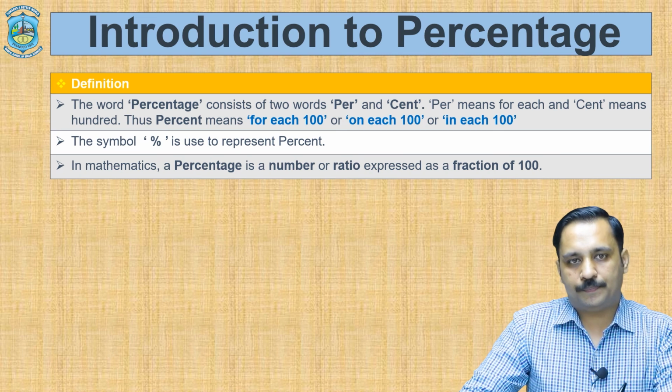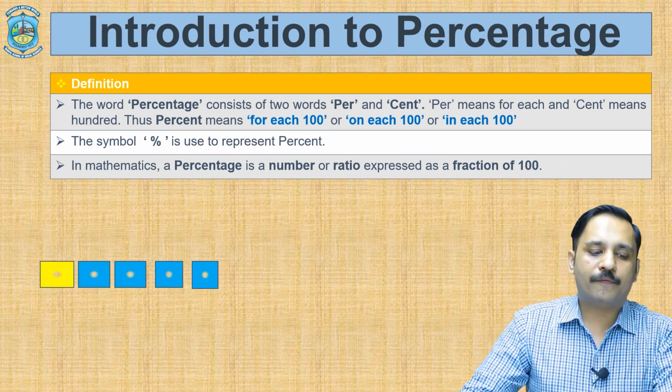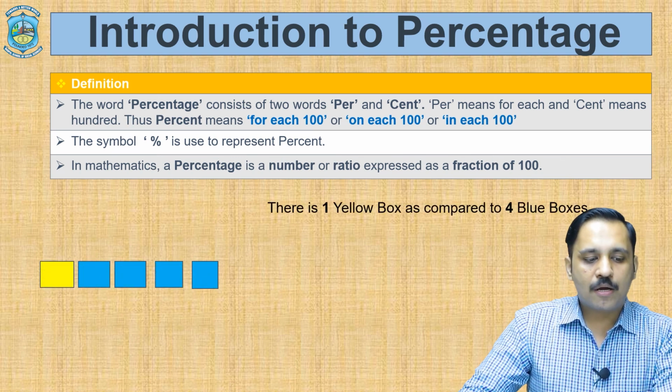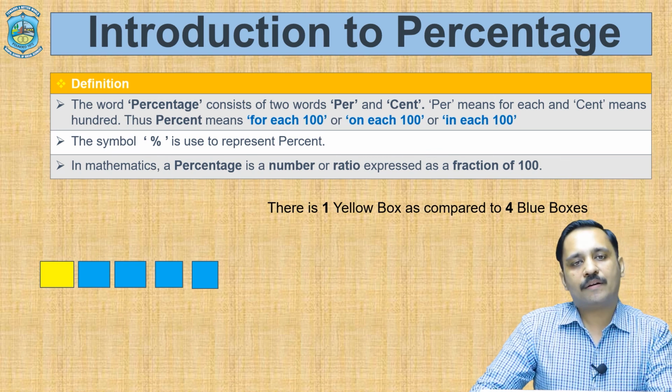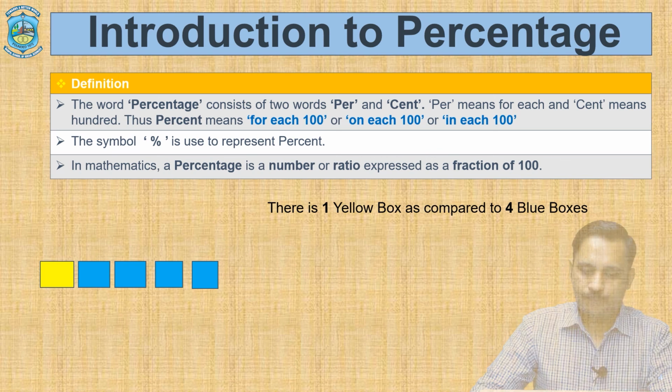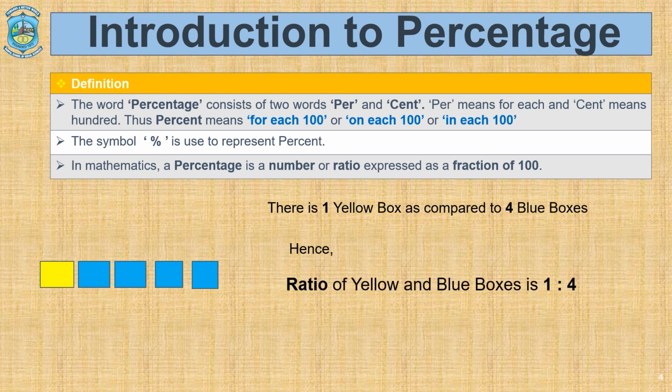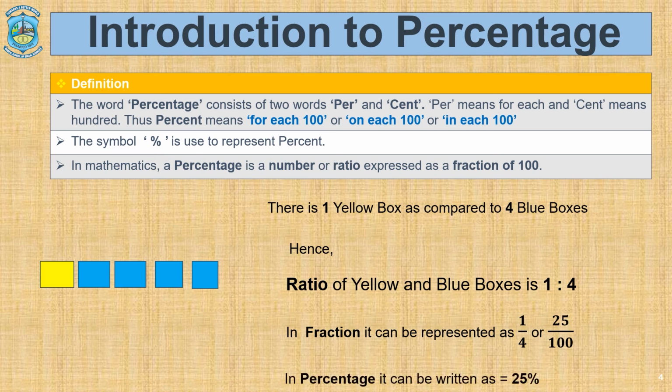Let us take one example. Suppose we have these 5 boxes. Out of these boxes, one box is of yellow color and the rest 4 boxes are of blue color. Here we can say that we have one yellow box as compared to 4 blue boxes. Hence, the ratio of yellow to blue boxes is 1:4. In terms of fraction, I can write this ratio as 1 upon 4 or we can say that it is equal to 25 upon 100. Since we know that 1 upon 100 is percentage, so in terms of percentage, it can be represented as 25%.